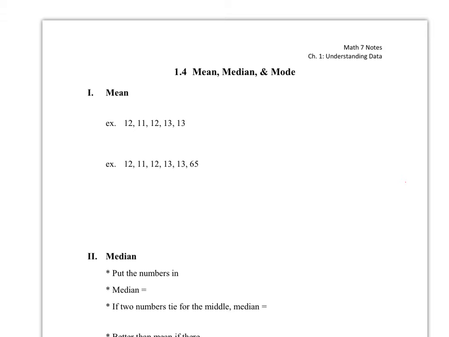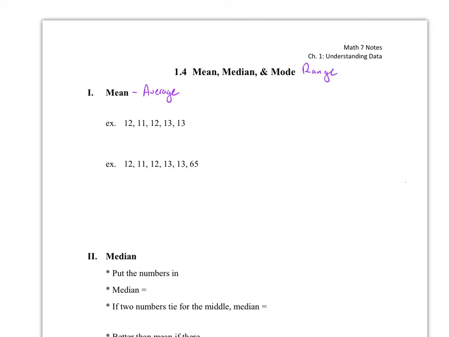Hey, this should be a review for you guys. 1.4 mean, median, and mode, and I should add the word range on there. We are going to talk about the range as well. The mean, and it's not a mean thing. But what does mean mean? Average. Yeah, it's like our average.